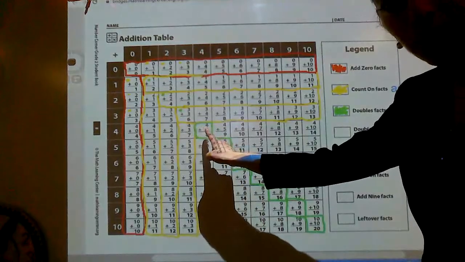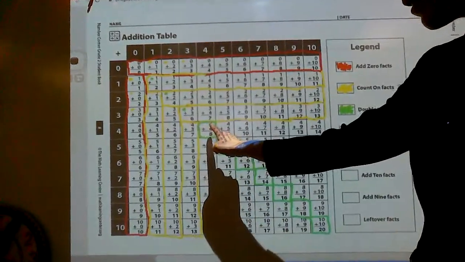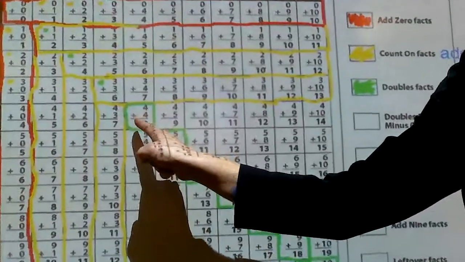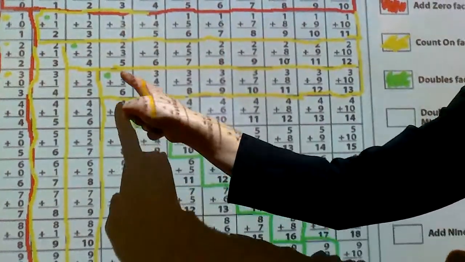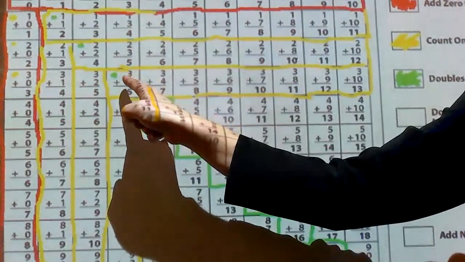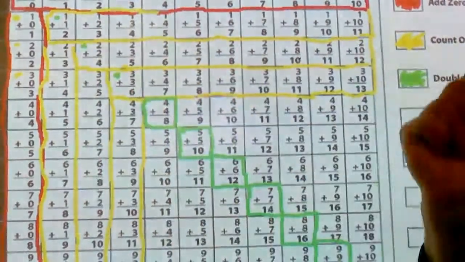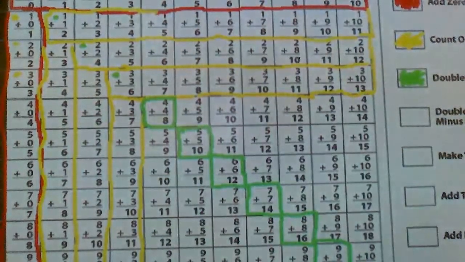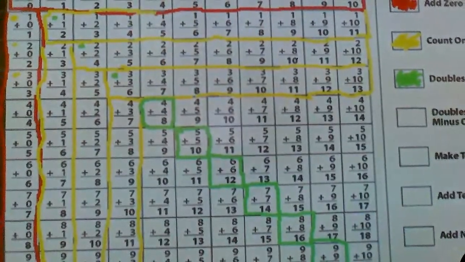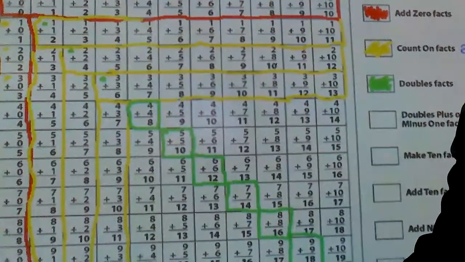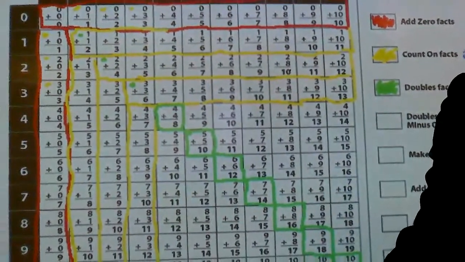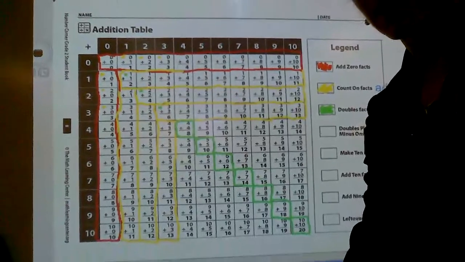But stop at 4 plus 4. You will see I put in a green dot in the remaining doubles facts because we already had that strategy of counting on. But now we can use the doubles strategy to figure out those as well. Pause the video, finish your highlighting, and start it up again when you're ready.